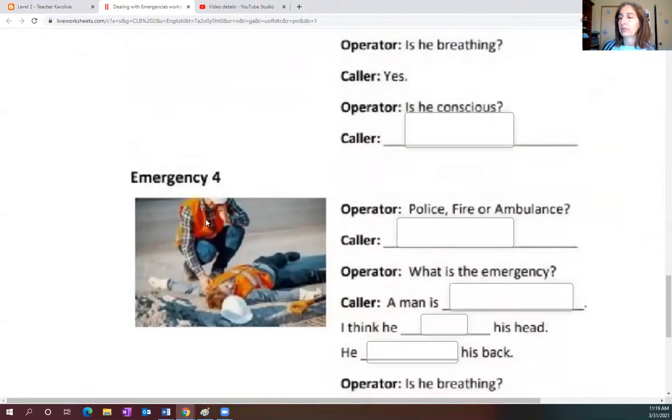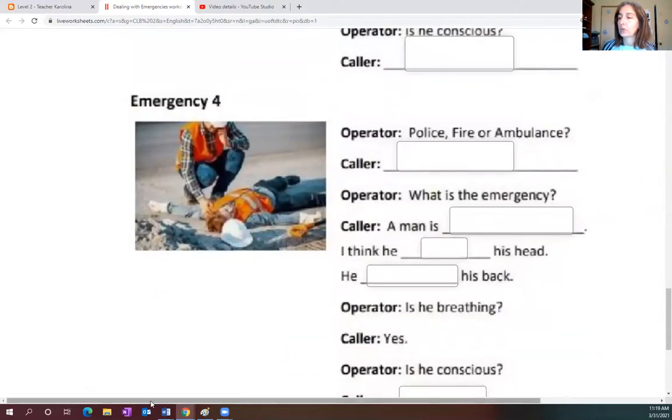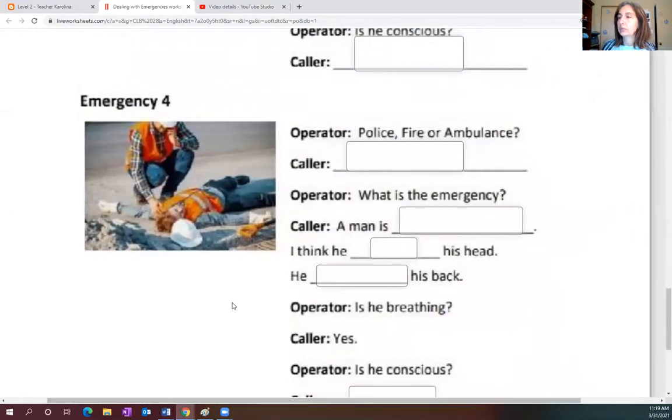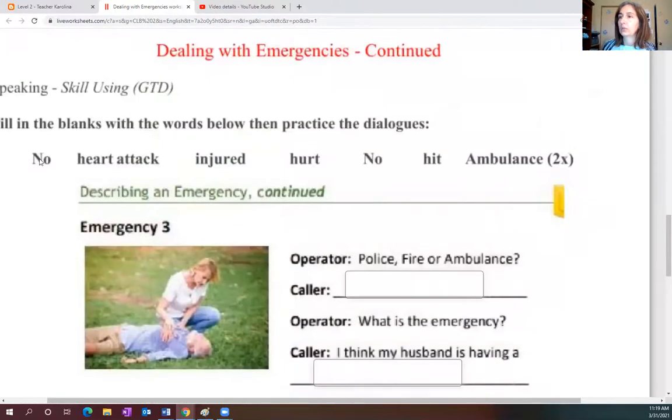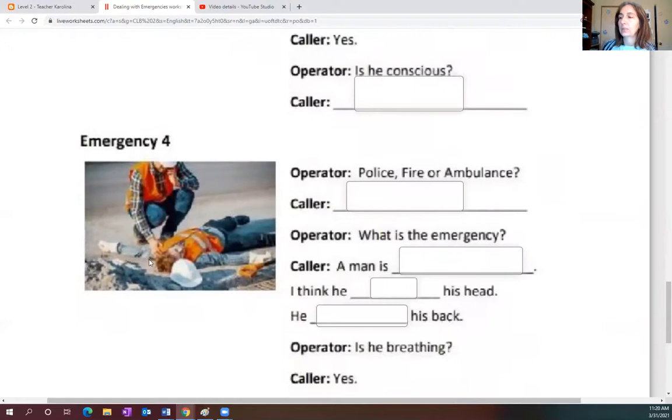You have emergency 3 and emergency 4, where you have to use these words that you have here. No, heart attack. Apparently this one is a heart attack. Injured and hurt, again, I told you, is the same. No, no, you have two no's. Hit his head. I think this one is here. The second picture, a man is hurt. I think he hit his head.